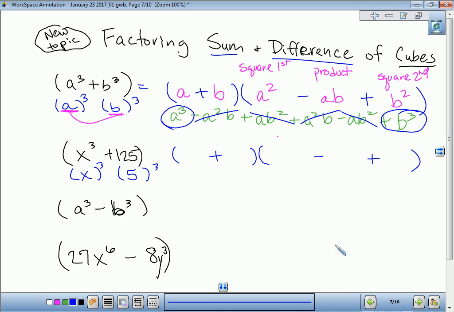I have a question. If it's the minus first, would it be minus plus minus? It's going to be minus, plus, plus. I'll show you that in a second. So what was being cubed and what was being cubed goes here. And then we square the first one, the product of the two terms, and we square the last one. And that's it. This one is not complicated.